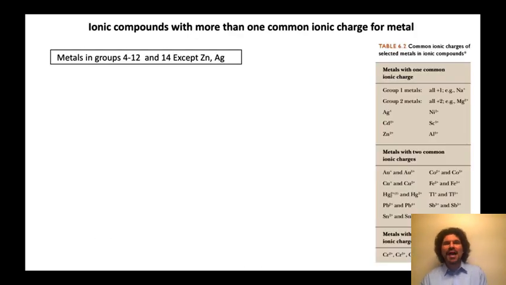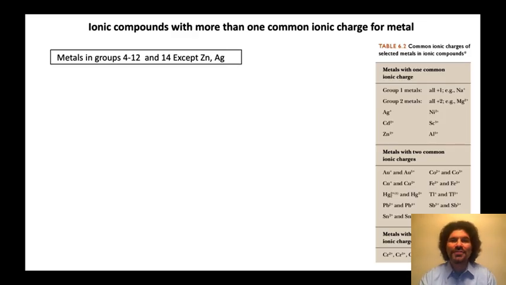Okay, so what about ionic compounds where there's more than one common ionic charge for the metal? So these are going to be the transition metals, so the other metals in groups 4 through 12, and also the metals in group 14, which are tin and lead, down near the bottom of group 14. Not zinc, not silver. We talked about those already on the last slide. So what you can see on the right is a table from the textbook that shows the metals that have more than one common ionic charge. Okay, this is by no means an exhaustive list.